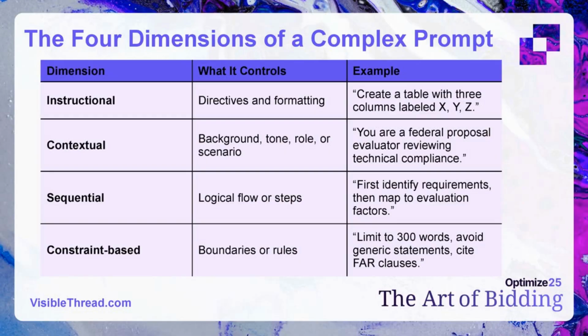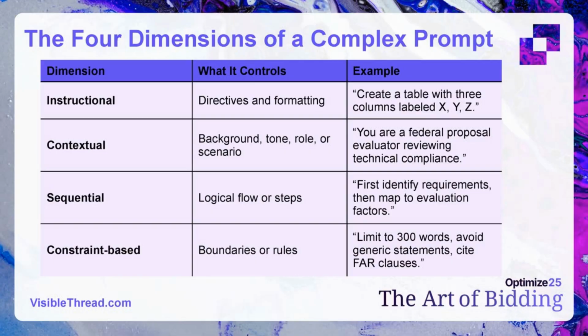So the instructional dimension is going to control our directives and formatting. In this specific example, it would be create a table with 3 columns labeled XYZ. Our contextual layer is going to speak to our background, tone, roles, or scenarios. You're a federal proposal evaluator reviewing technical compliance. And then our sequential dimension. This is where our logical flow or steps will come in. First, identify requirements, then map to evaluation criteria. So supplying that logical problem solving to the prompt.